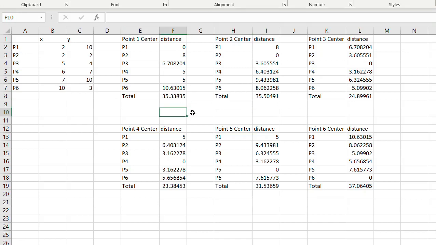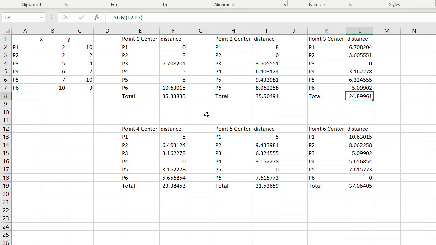What we want to look at in terms of finding the central feature is these total distances here. For example, this total distance here, 35.33, is the total distance of all of the points from point 1. This 24.90 is the total distance of all of the points away from point 3. So hopefully that makes sense.